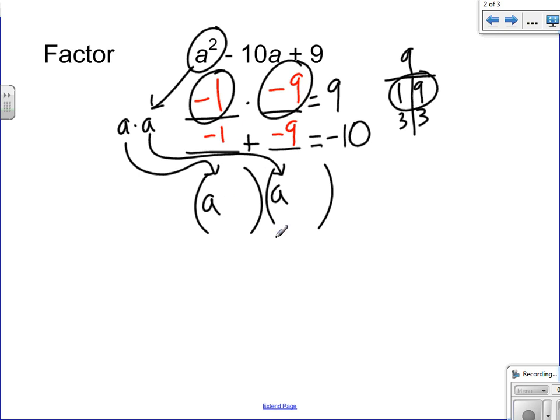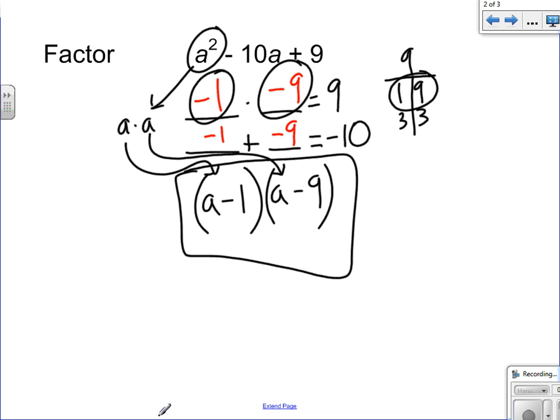I'm just going to go straight down, but if I wanted to, I could put negative 9 here first and then put negative 1 there. It doesn't matter. It's the same answer as doing a minus 1 and then a minus 9. And there you have it. This quadratic is factored, and we are done. Final answer, a minus 1 times the quantity a minus 9.